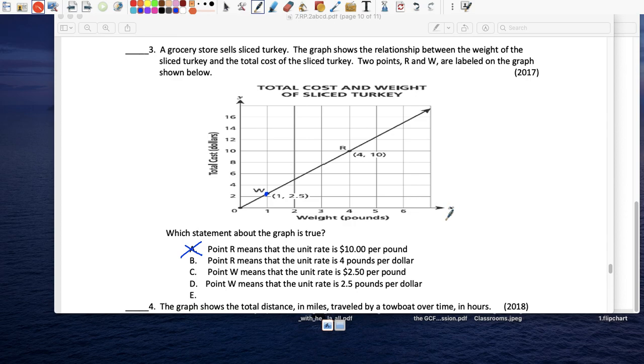No, remember this is the x-axis and this is the y, right? So it should be per pound. It's going to be per pound. So this is what the unit rate is going to look like, something over per pound. So this one says 4 pounds per dollar. No, it's per pound. W means the unit rate's $2.50 per pound. Well, yeah, that's what that says here. $2.50 for 1 pound. C is the correct one.